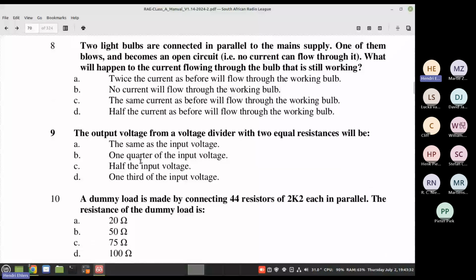Two light bulbs are connected in parallel to the main supply. One of them blows and becomes an open circuit. No current can flow through it. What will happen to the current flow through the bulb that is still working? Correct, C. Nothing will happen to the bulb. It will still use the same current, and it will just carry on as if nothing happened.